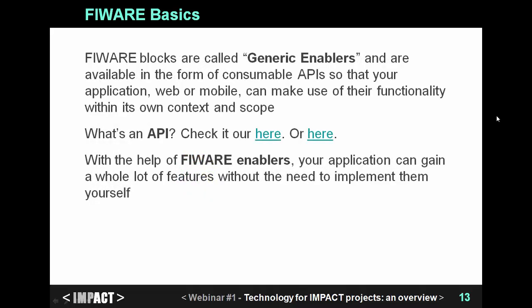As you have heard during Christoph's talk, FIWARE blocks are called generic enablers and are available in the form of consumable APIs so that your application, web or mobile, can make use of their functionality within its own context and scope. But wait, what is an API? Well, an API, which stands for Application Programming Interface, is a set of programming instructions and standards for accessing a web-based software application or web tool.